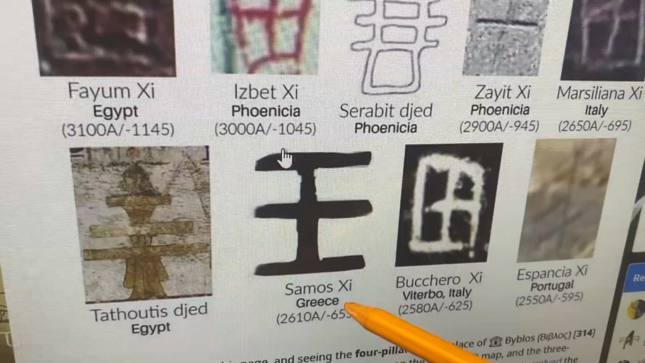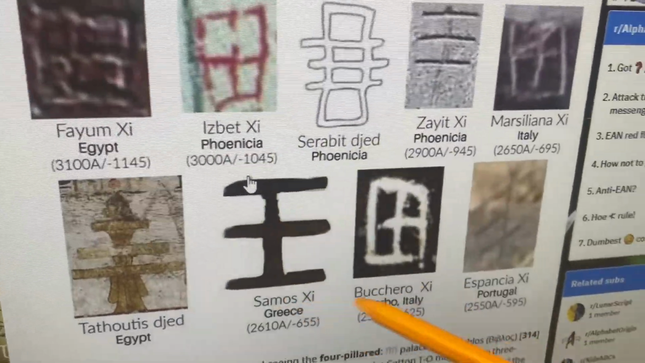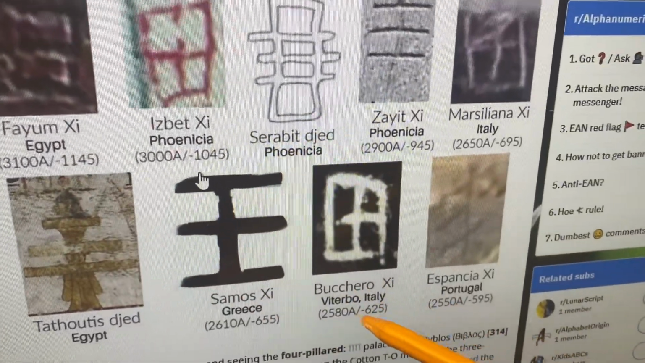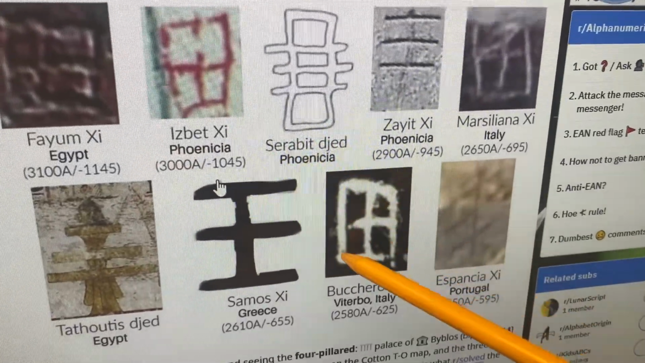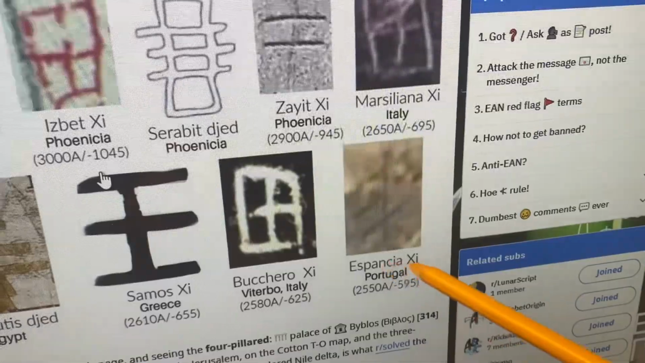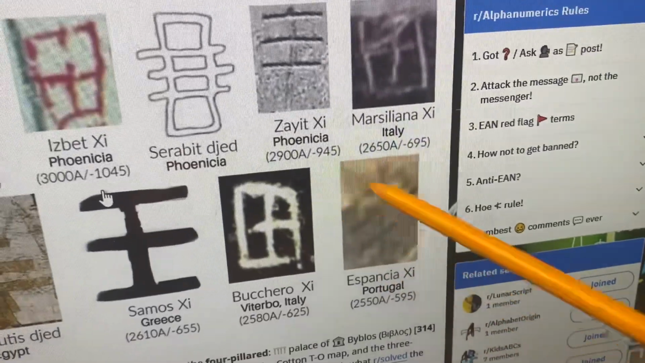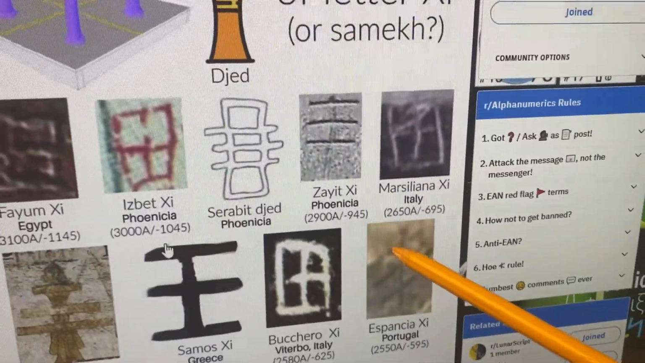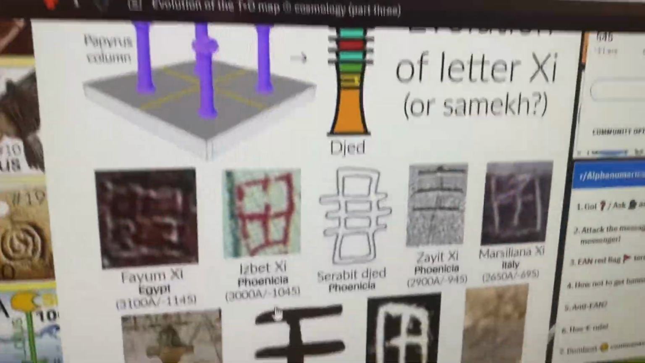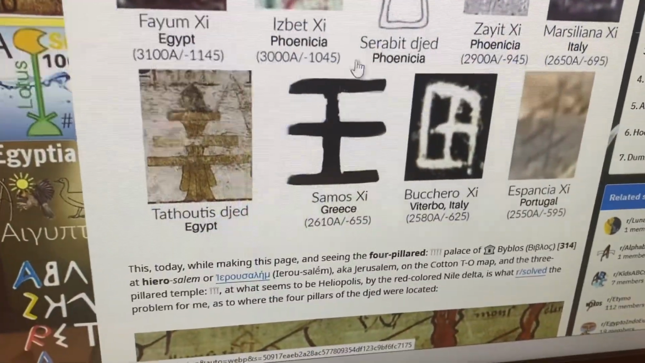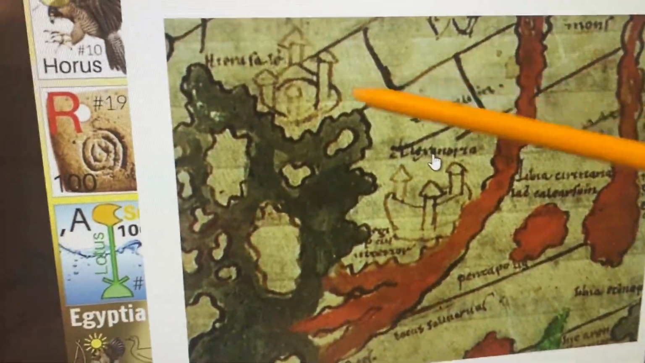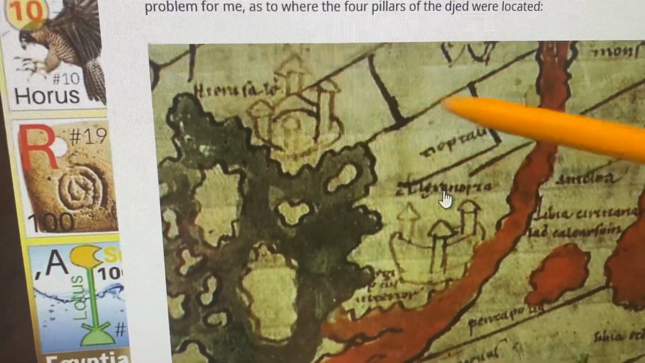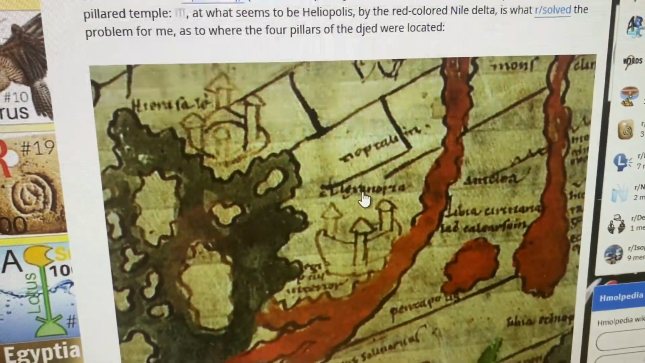And then we have the Greek Samos Cup Xi, 3 bars. Bucchero Xi in Viterbo, Italy. Instead of 3 bars you see the pillar. And then there's the Sponsia Abecedaria Xi, 3, they only show 3 of these instead of 4. 3 pillars. And here we see the Palace of Byblos, or still Pi Palace.